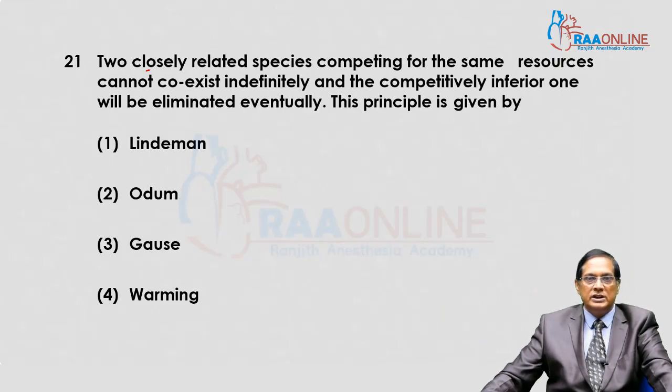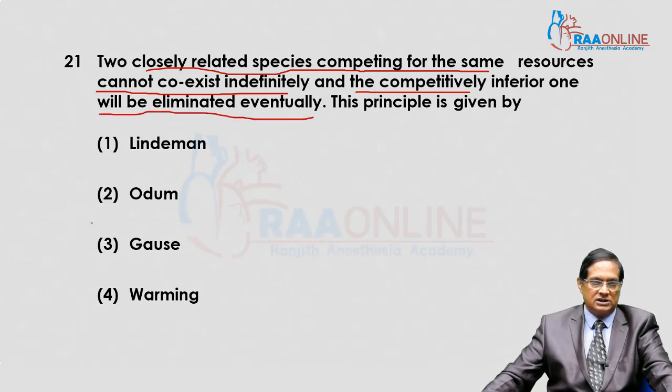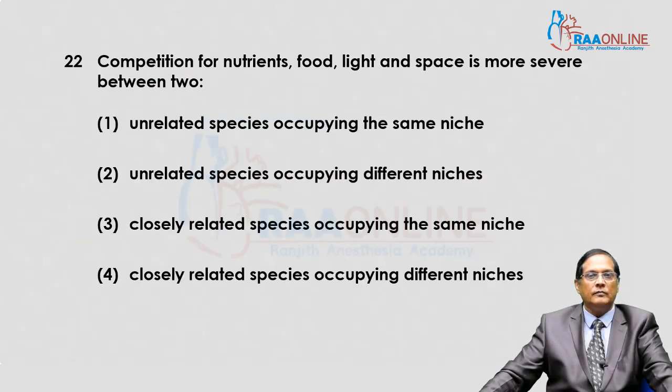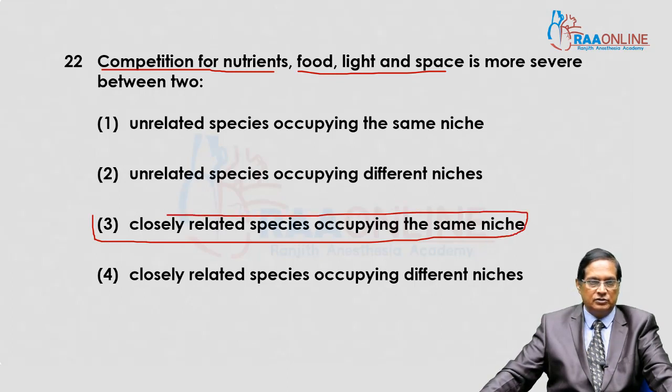Question 21. Two closely related species competing for the same resources, definitely, intra-specific competition is more severe than inter-specific, and the comparatively inferior one will be eliminated. This is Gause's principle, the theory of competitive exclusion. It is just like Darwin's principle, struggle for existence and survival of the fittest. It is almost similar. So that's why this is Gause's principle. Competition for nutrients, food, light and space is more severe. It is seen in closely related species occupying the same niche.